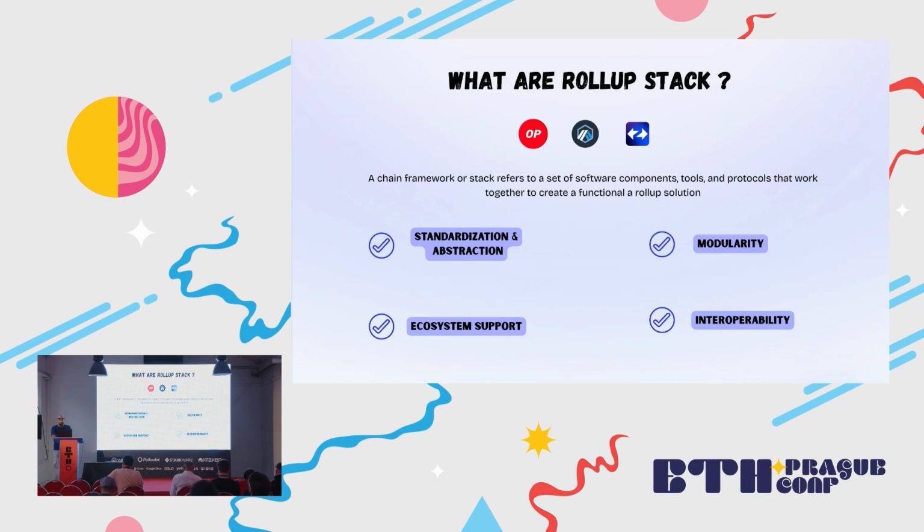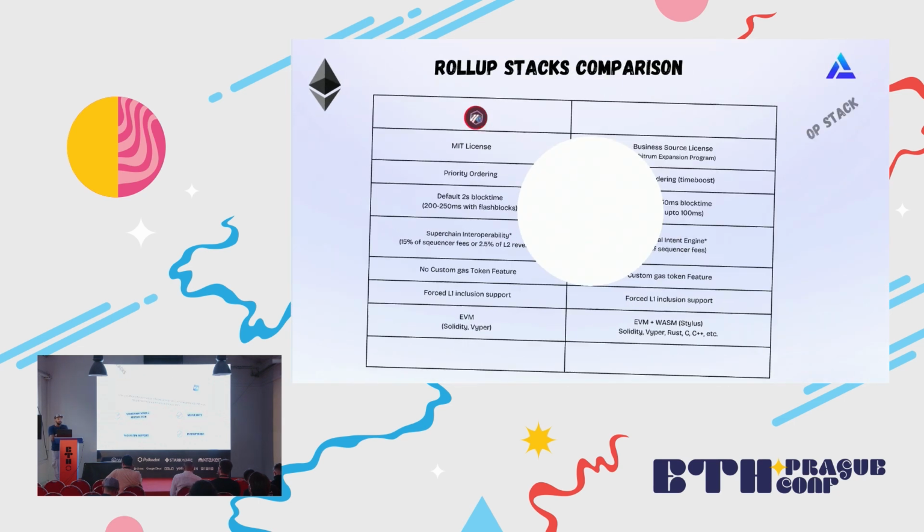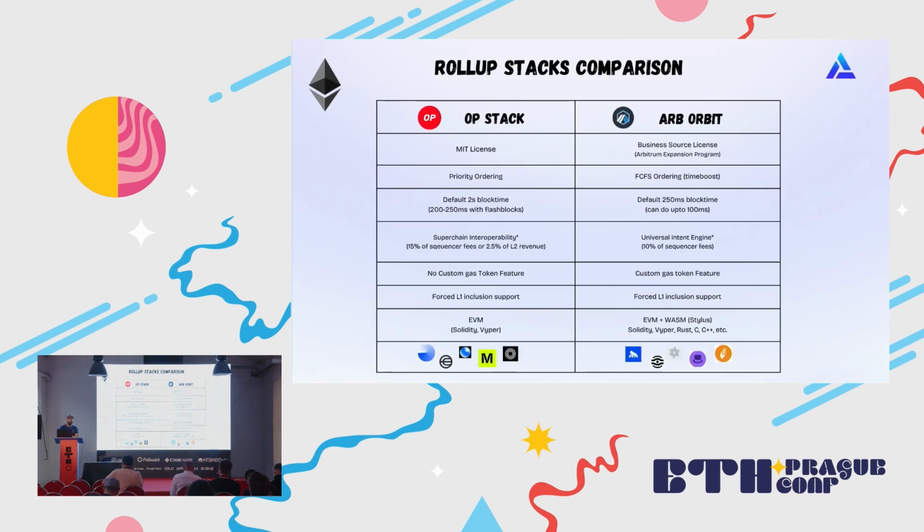So it's hard to build the basics from scratch. Even blockchains like Soneium, which is a rollup of Sony, used OP Stack to build it. So I built this comparison chart to compare these two stacks, OP Stack and Arbitrum Orbit.